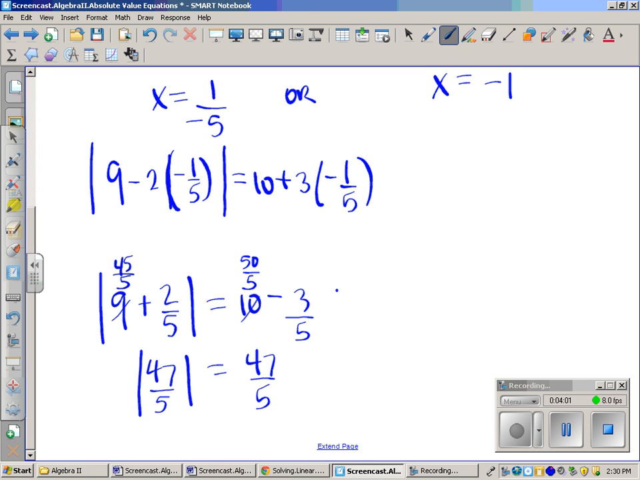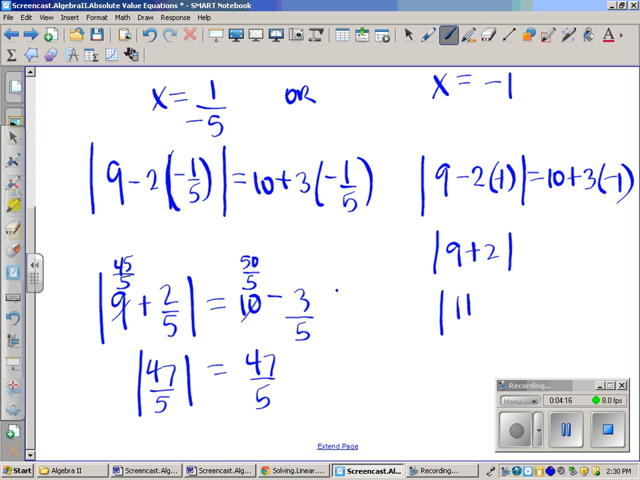And now we're going to go check the other answer with a negative 1. So that's 9 minus 2 with a negative 1 in parentheses equals 10 plus 3 times the negative 1. That'll go to 9 plus 2 for 11. This will go to 10 minus 3 for 7. And anyone who's made it to Algebra 2 knows that's a false sentence. And as a result, only one solution exists at negative 1/5.